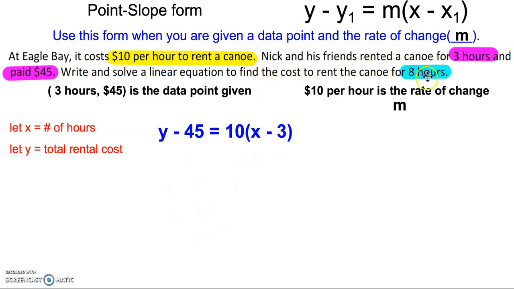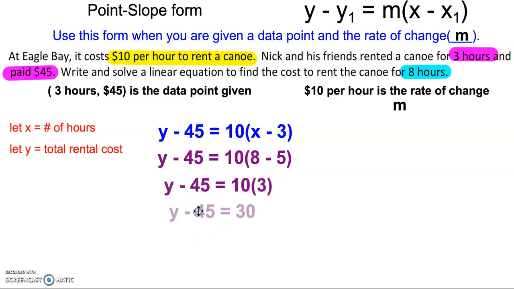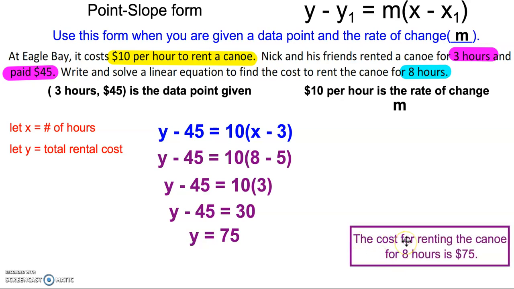So 8 hours, is that an x or a y value? Well, because we've written our let statements here, we know that the 8 hours is an x value. So we're going to substitute that value in for x. And from here, we can solve for y. So we can simplify those parentheses, multiply times 10, and then add 45 to both sides. And we've solved for a y value of 75. Now let's interpret what this means. A y value in this situation represents the total rental cost. So the total cost for renting the canoe for 8 hours is $75.